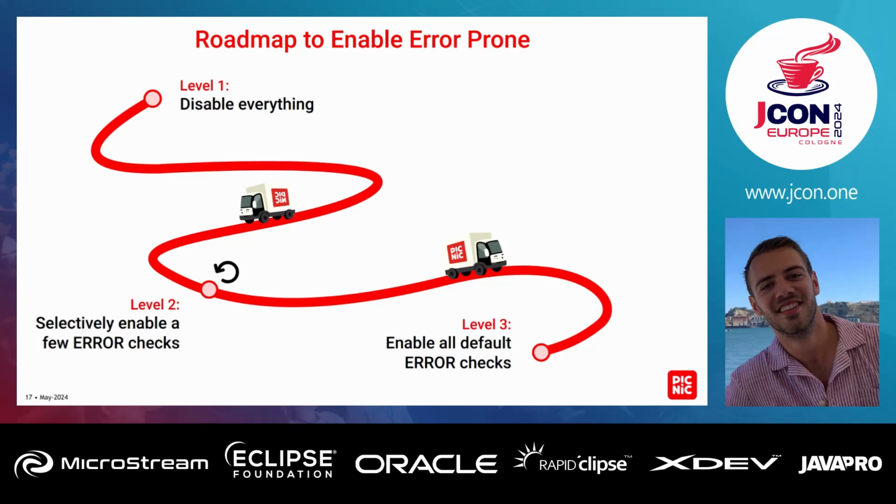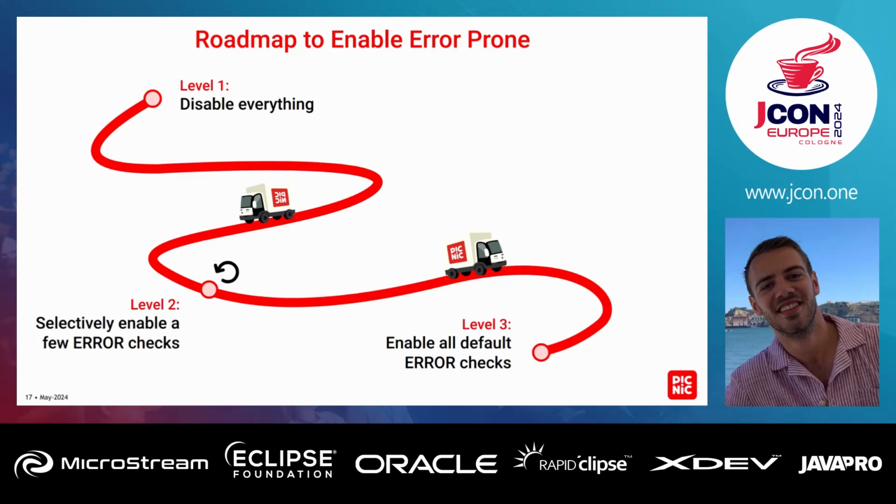If you repeat this quite a few times, then at some point you can reach the point where you have all the error checks, the category Error, all of them enabled, and that's a really good first milestone. It sounds nice, but how do I go about this?